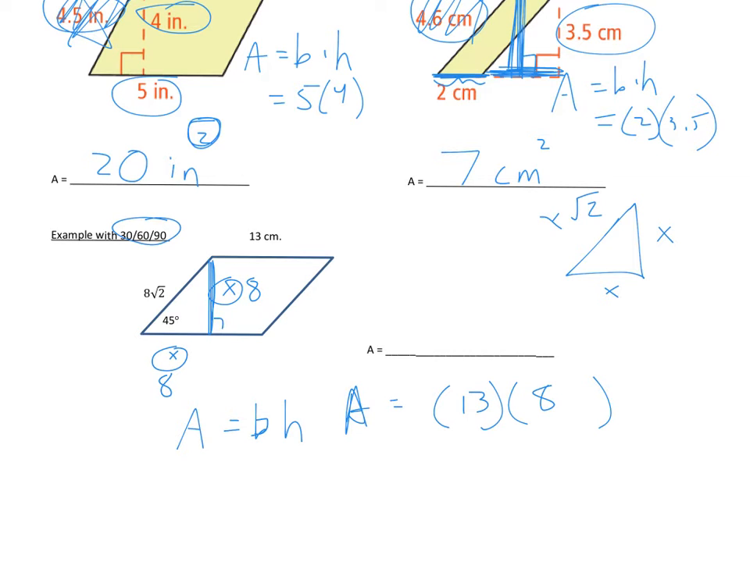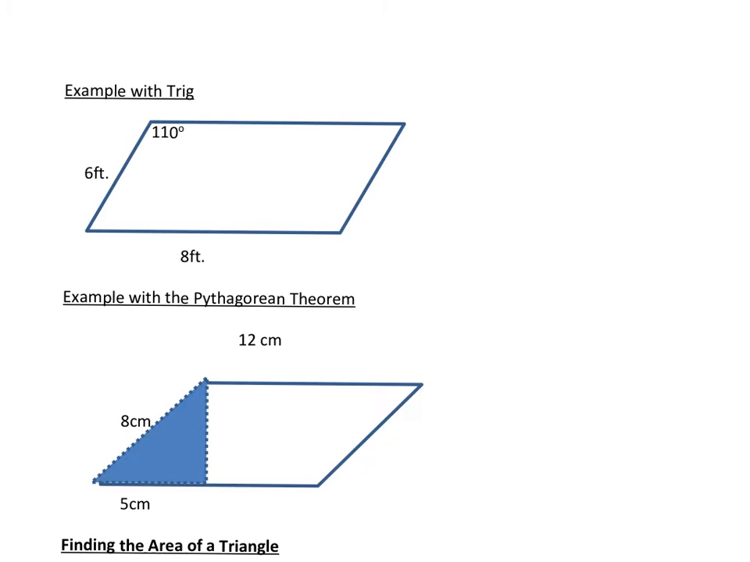So now when I do that in my calculator, 8 times 13, or you could even do it in your head, you're going to get 104 centimeters squared. Okay, now let's look at an example with trig. Once again, we got a parallelogram here.